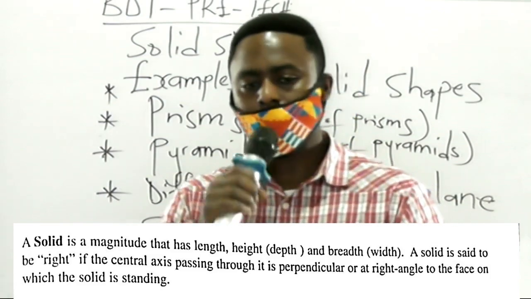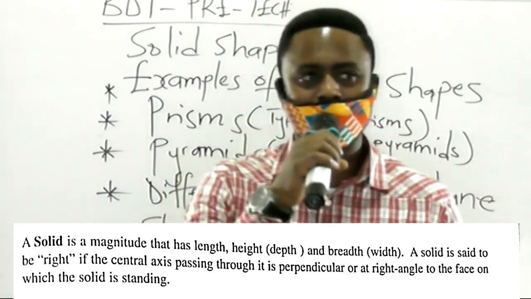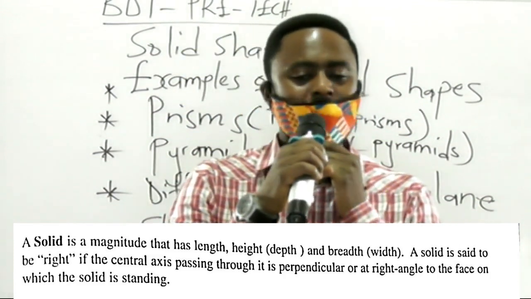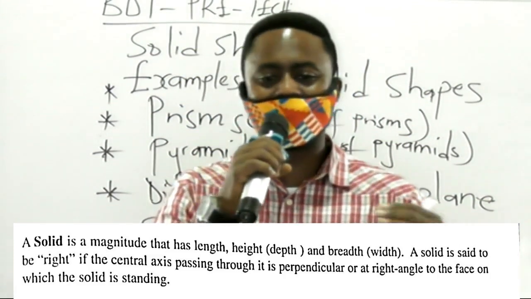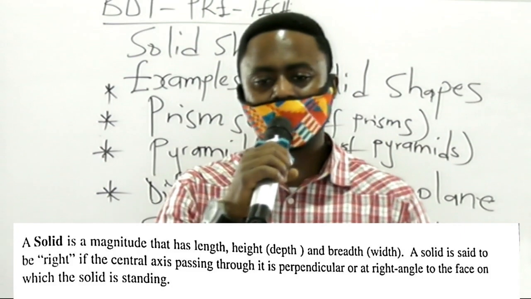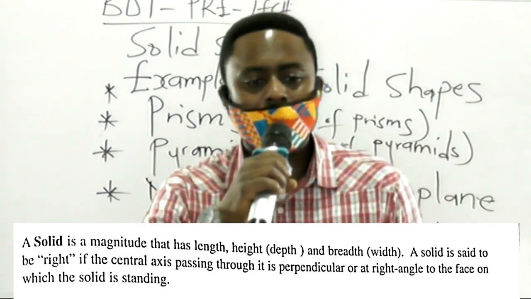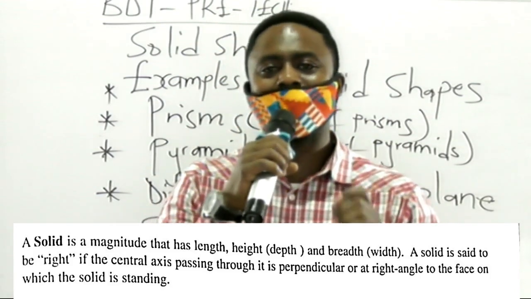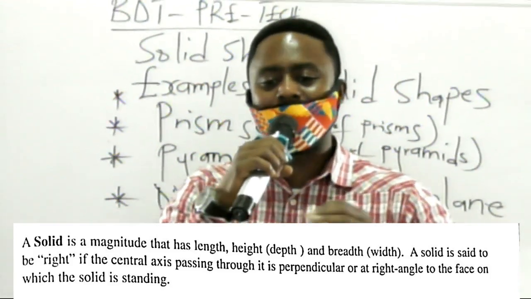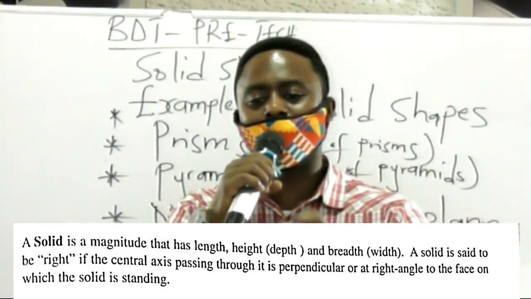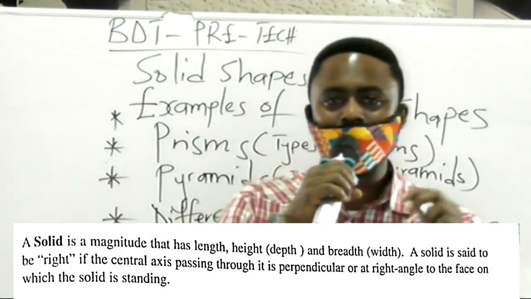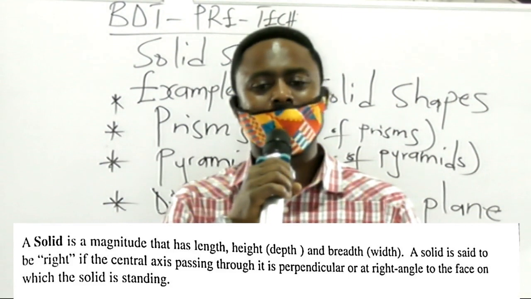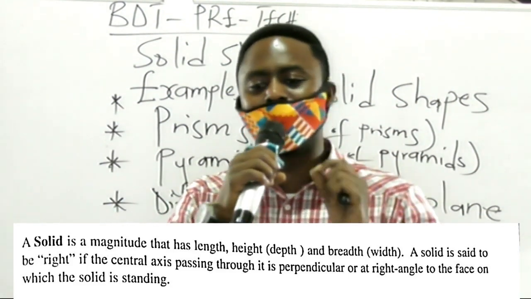Good. Now, what is a solid? A solid is a magnitude that has length, height, that is the depth of it, and then breadth, that is the width of it. A solid is a magnitude that has length, height, and breadth.